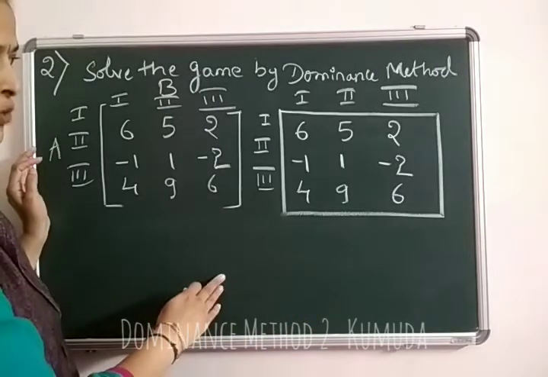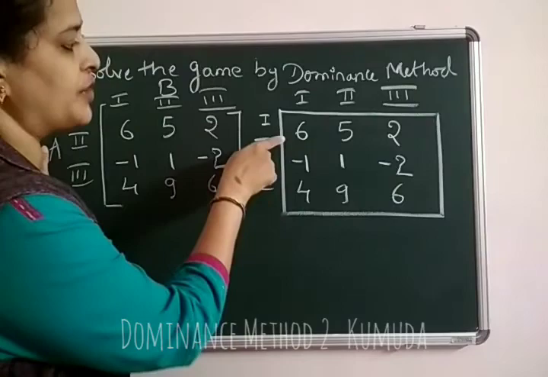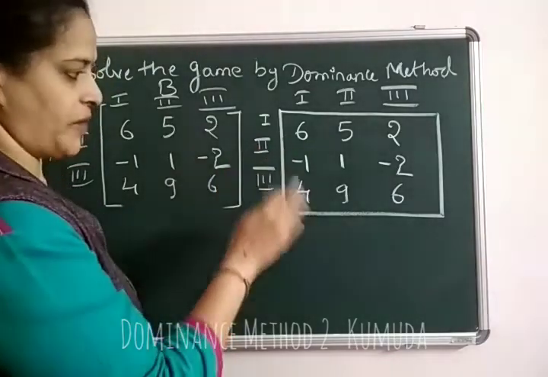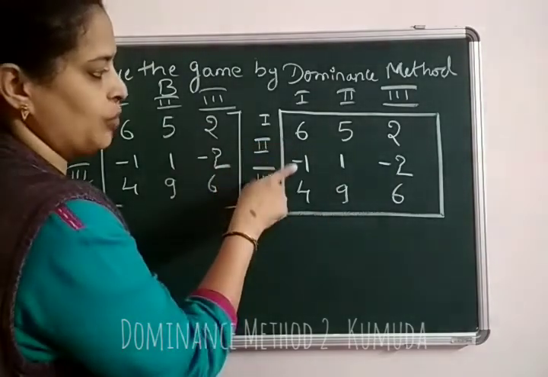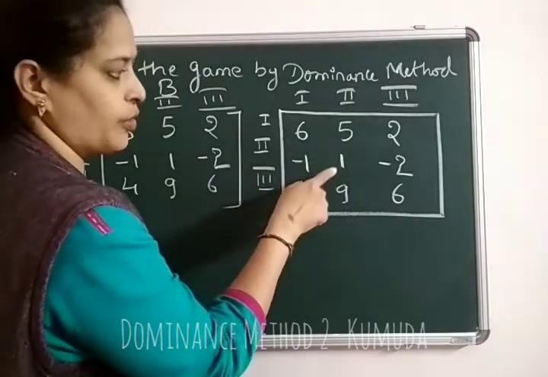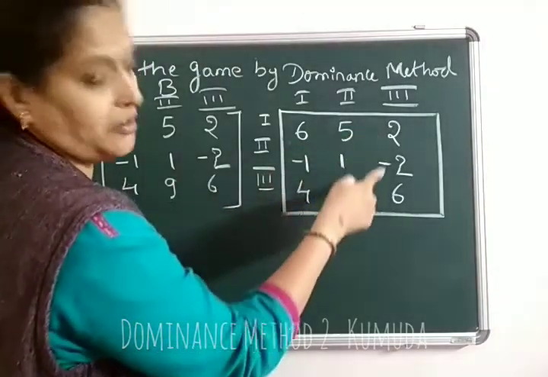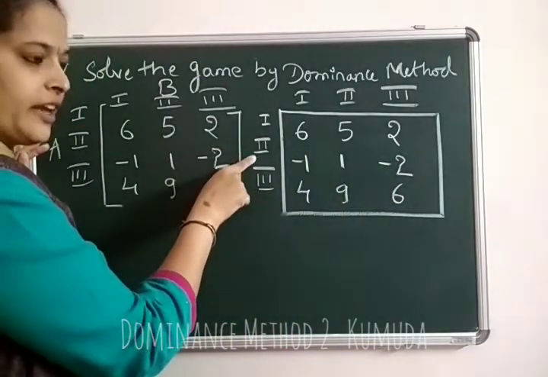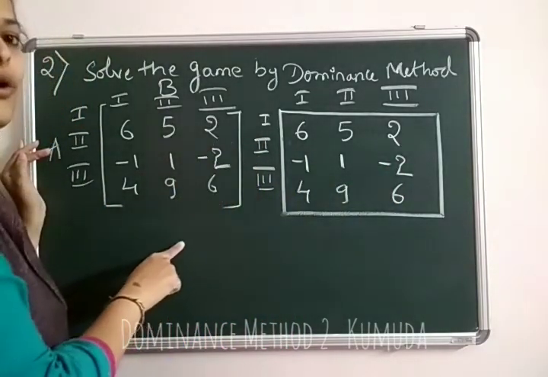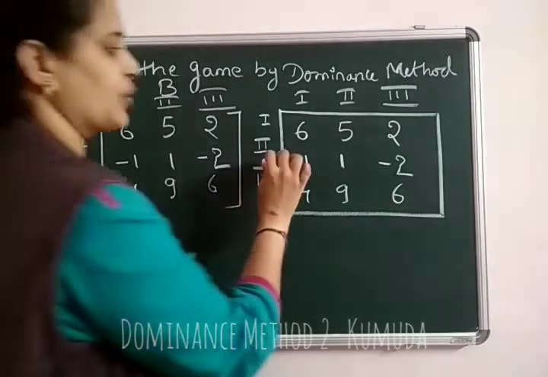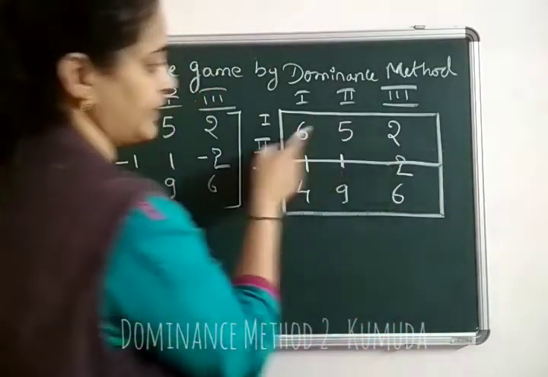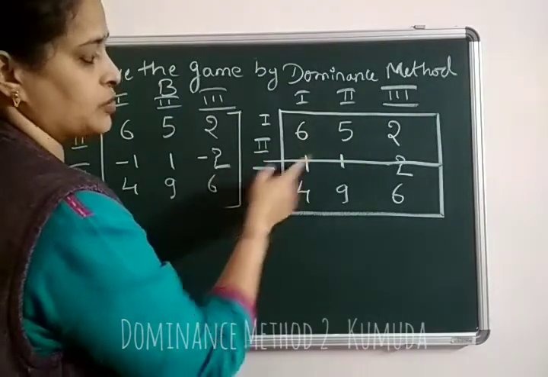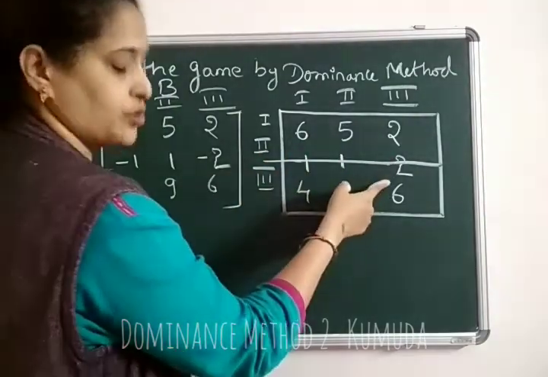Now we apply the dominance. So let us check the first row with the second row. Every row is compared with every other row. Now 6 is more than minus 1, 5 is more than 1, 2 is more than minus 2. So clearly we can see that the first row dominates the second row. So according to the row dominance principle, the least row gets cancelled.